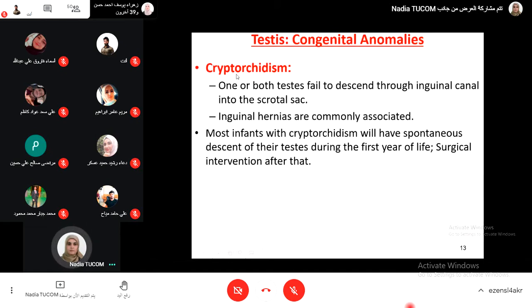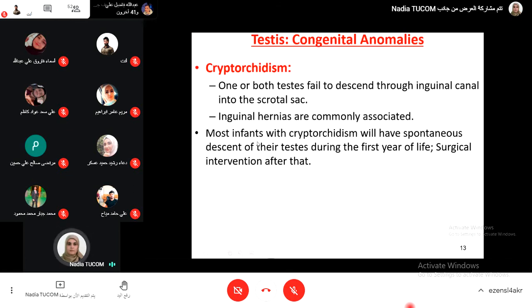It is a failure of the testis to descend. Usually it is unilateral; it is bilateral in 1/4 of the cases. When you hear cryptorchidism, it means undescended testis or undescended testicle, also called abdominal testicle: failure of descent through the inguinal canal into its position in the scrotal sac. Usually it is associated with other congenital anomalies such as hypospadias or epispadias and inguinal hernias.